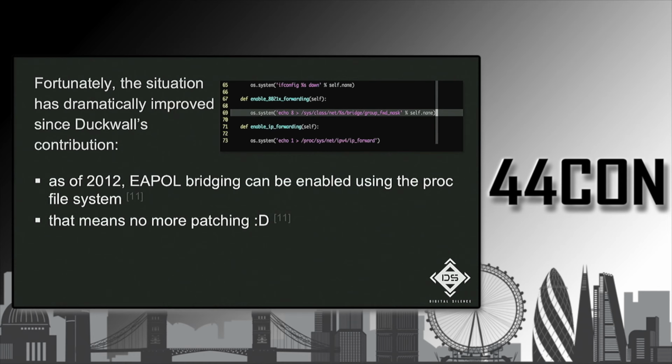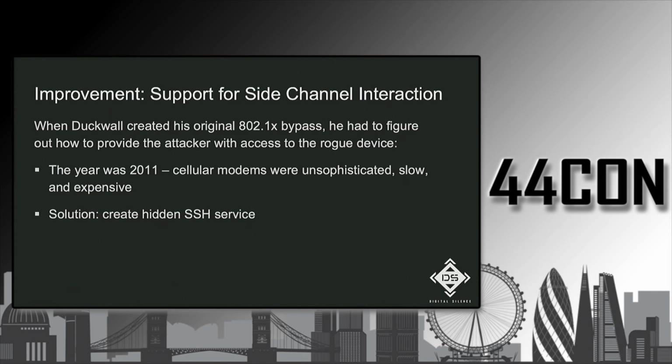Fortunately, the situation has dramatically improved since Duckwall originally made his tool that did this. As of 2012, EAPOL bridging is something you can actually enable in the Linux kernel. It's not on by default, but you can interact with something called the proc file system, which you can think of as an API for the Linux kernel for changing configs on the fly. It's basically a bunch of files, and you modify the values in the files to do that. What this means is that you don't have to rely on patching anymore. So I added that to my implementation of this. It just uses the proc file system, so you don't have to patch the kernel anymore.